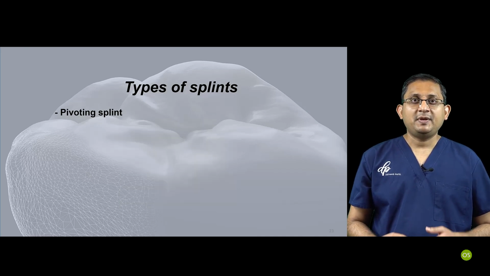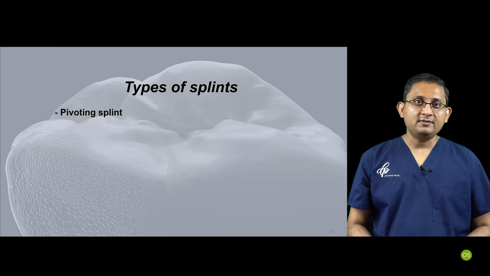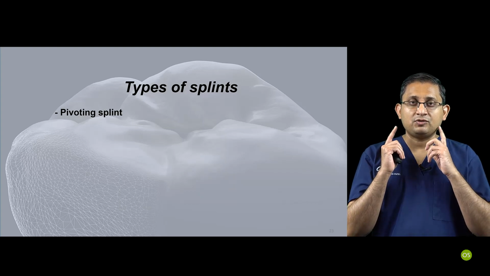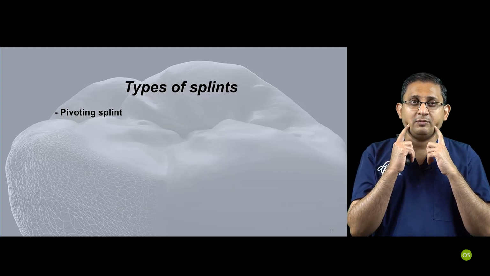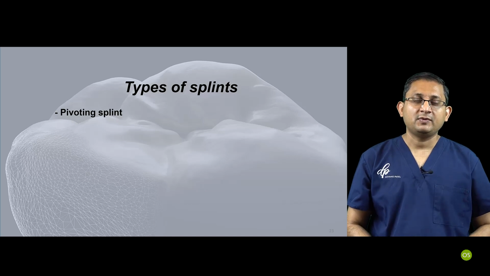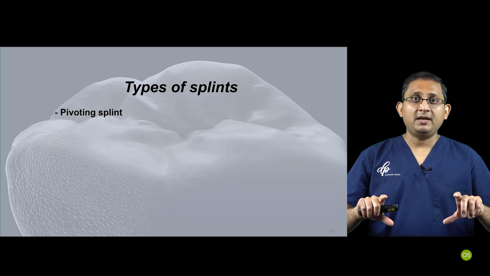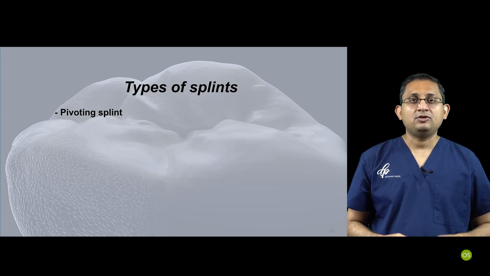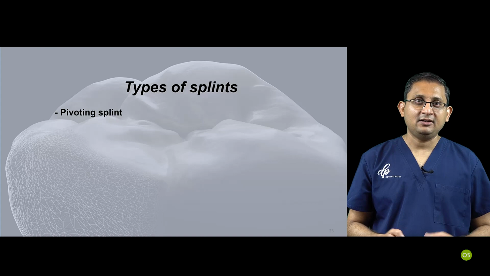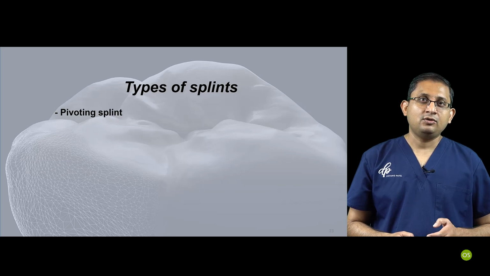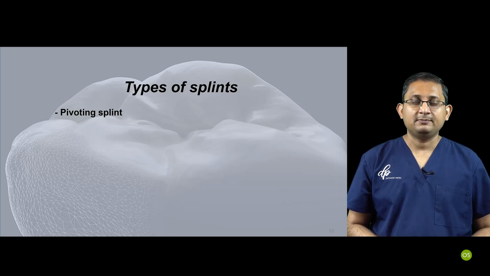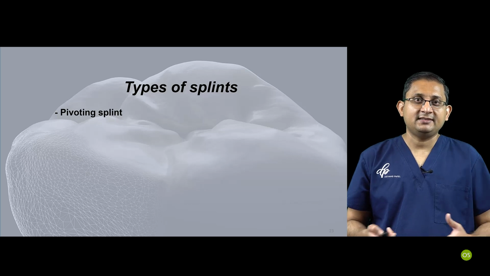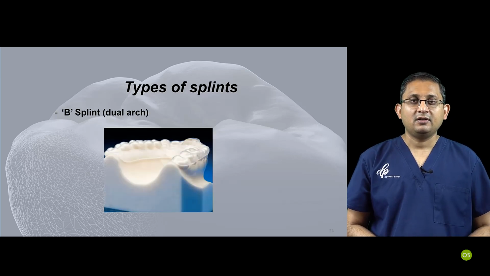The other splint is the pivoting splint, again with the same principle, where the patient has just one point of contact on a posterior molar, ideally the first molar, which allows the mandible to pivot and come away from the socket, again to help the healing of the socket. There is not much evidence on this splint, and that's why it's not used that frequently. However, it helps in some cases, and doesn't in others.